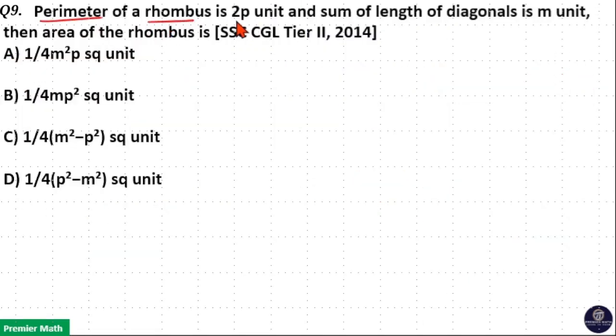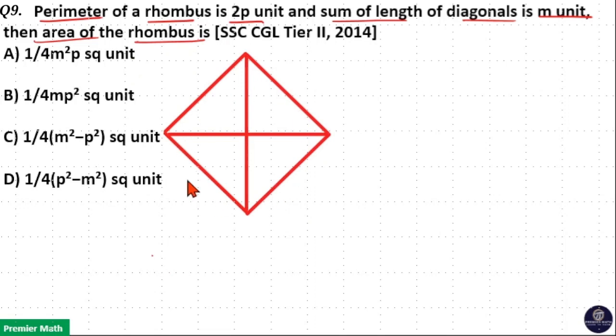Perimeter of a rhombus is 2p unit and sum of length of diagonals is m unit. Then the area of rhombus is. Here rhombus means all the four sides are equal. Now here perimeter of rhombus is 2p unit, which means 4 times a is equal to 2p. Then one side is equal to 2p by 4, that is p by 2. 2 goes 2 times in 4. So a is equal to p by 2.